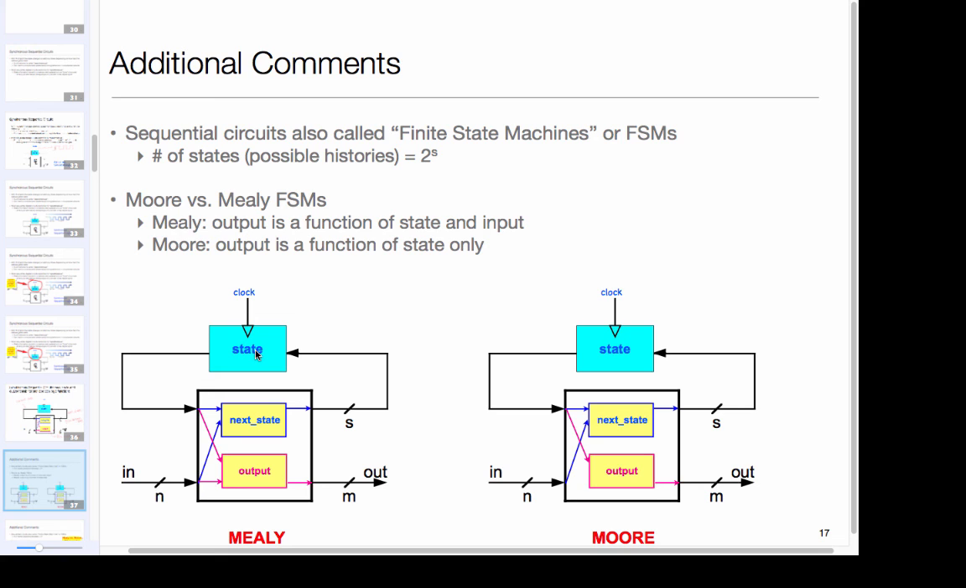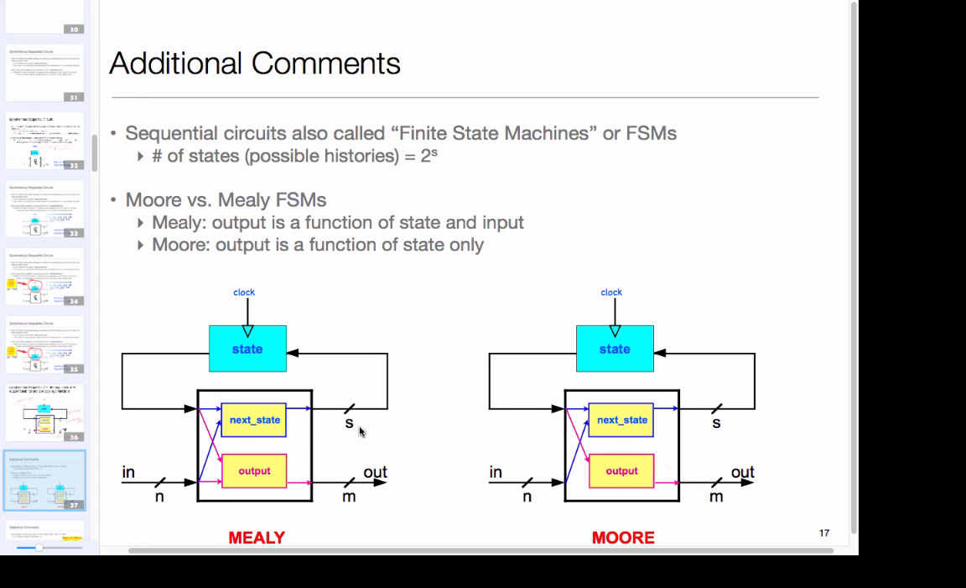There's one other thing that comes up: depending upon the structure of this combinational logic, there are two important cases that arise, and they have been given names. One is called Moore machine, the other is called Mealy machine, or Mealy FSM and Moore FSM.